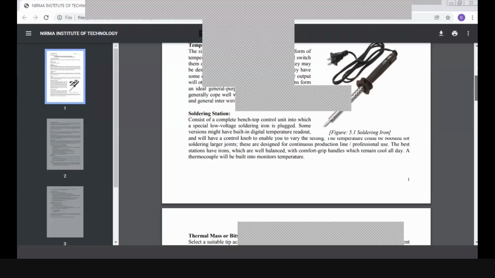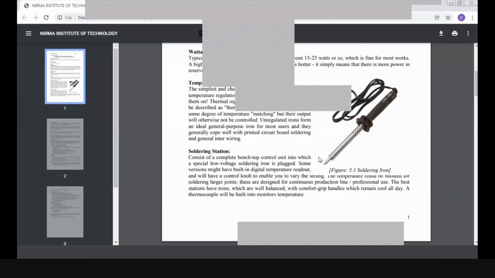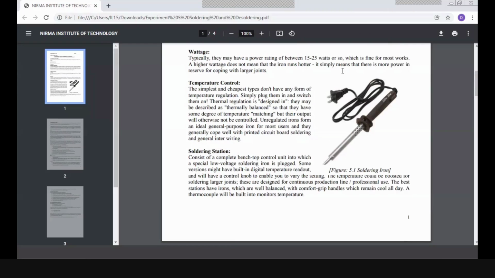So you can see, students, this is the soldering iron. You need to plug this into the power supply, and this is the tip of the soldering iron. The temperature of the tip is about 400 degrees centigrade, so you can solder the parts, you can join the electrical parts, or you can join the components to the PCB.